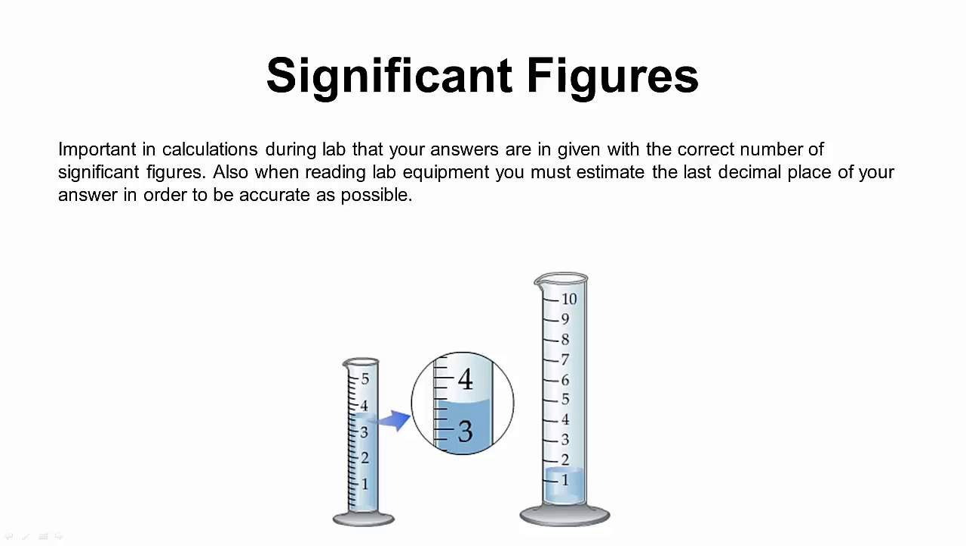For example, if you look at the graduated cylinder to the right, because it is accurate to the ones place, you must estimate the final place of your answer and go to the 10th place. If you have a graduated cylinder that is accurate to the 10th place, you must give your answer up to the 100th place.